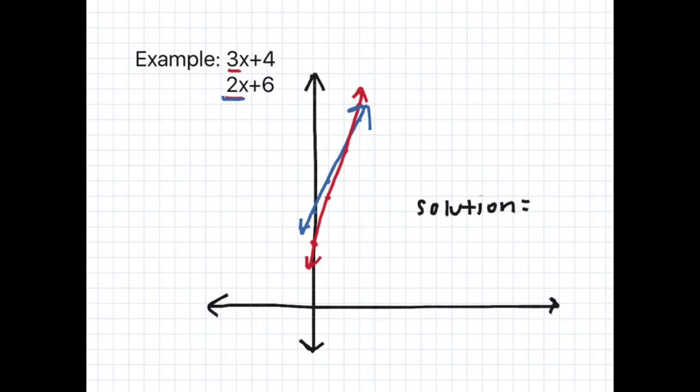So for an example, we're going to use the system of equations 3x plus 4 and 2x plus 6. We can see that the slopes are different, so we already know that we're going to have one solution. So after graphing, we can see that we have one point of intersection, which will be our solution, and that point is 2, 10.